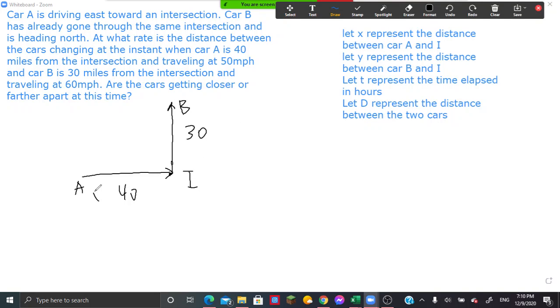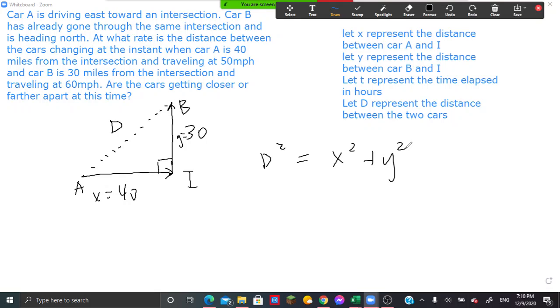From here, we can see that we have a right triangle, where the distance between the two cars is the hypotenuse. This solves the hardest part of the problem, as we can use the Pythagorean theorem as our equation for solving. So we can see through this diagram that d squared, through the Pythagorean theorem, is equal to x squared plus y squared. We have x equals 40, we have y equals 30.